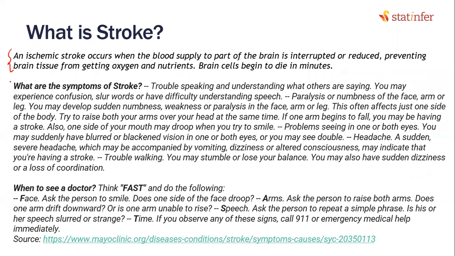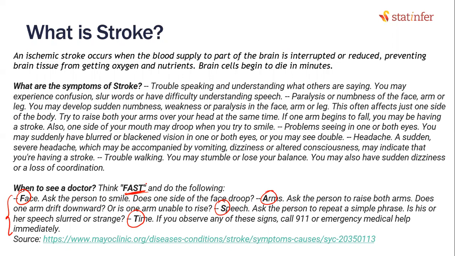What is stroke? I have simply taken this from a healthcare related website and kept it here. If you want to know a little more about stroke and how to check for it, there is a shortcut called FAST. Face: ask the person to smile. Does the side of the face droop? Then that is a symptom. Arms. Then speech, if the person is stuttering. And then time. FAST is the check. Immediately you call 911, the emergency number, and get admitted.